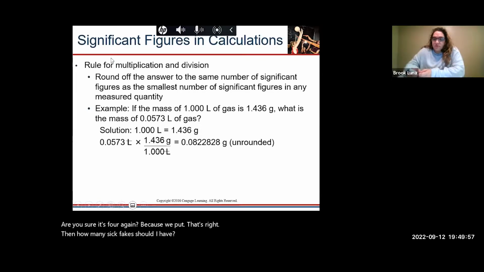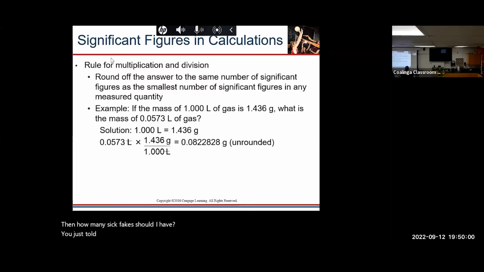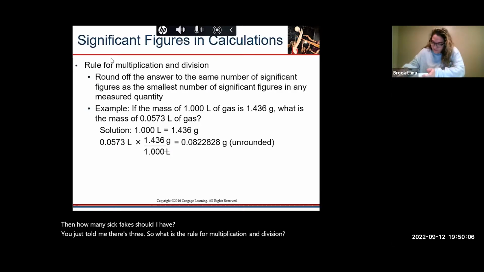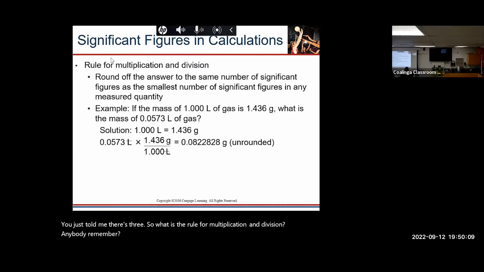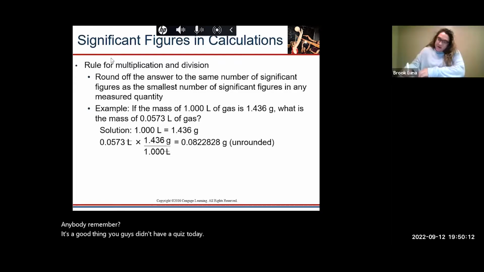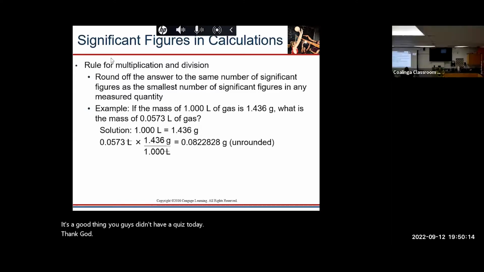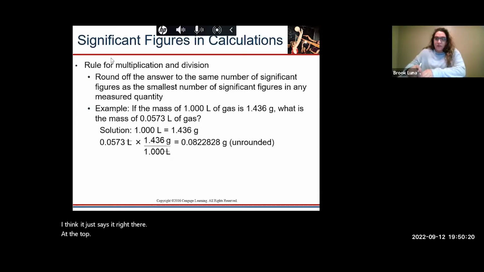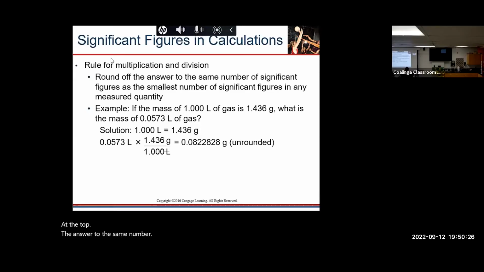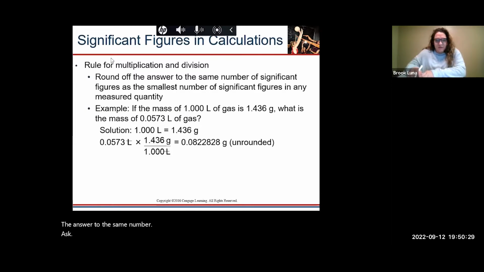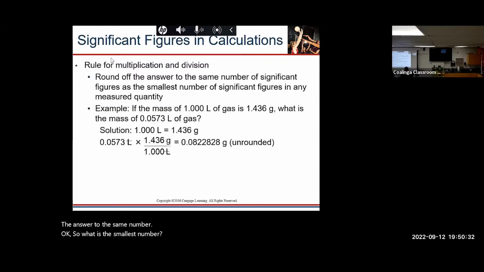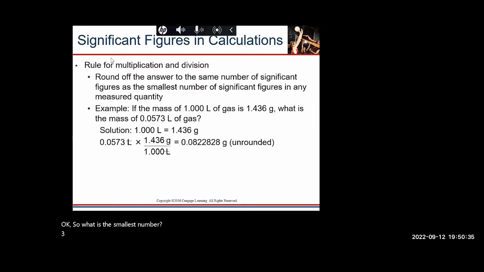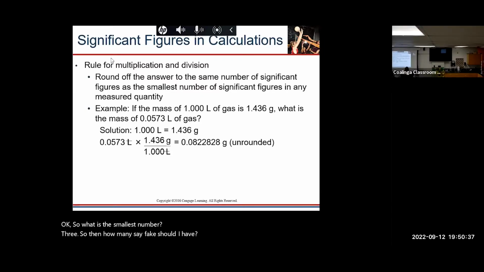8. You just told me there's 3. So what is the rule for multiplication and division? I don't remember. Anybody remember? I think it just says it right there at the top. Round off the answer to the same number of significant figures as the smallest number of significant figures in any measured quantity. Okay, so what is the smallest number? 3. So then how many sig figs should I have? 3.